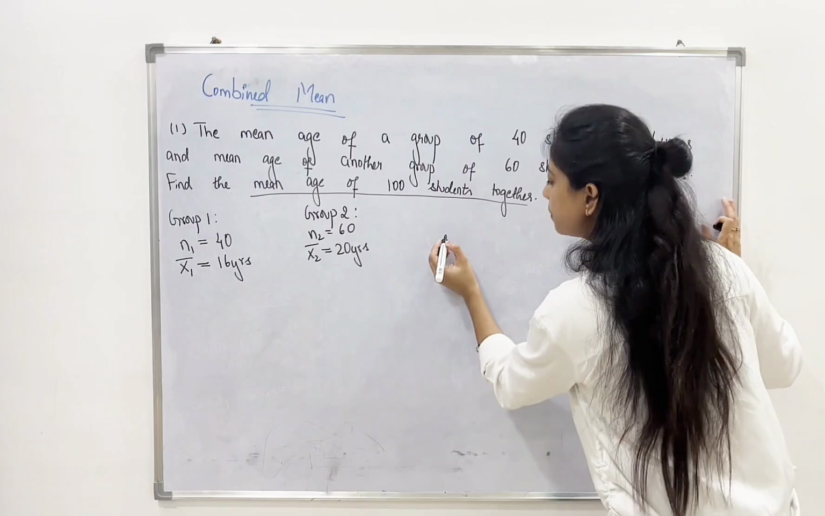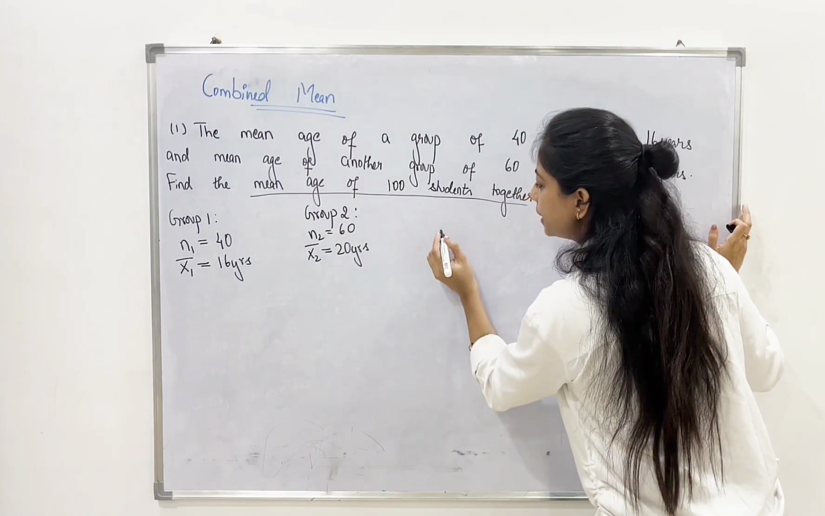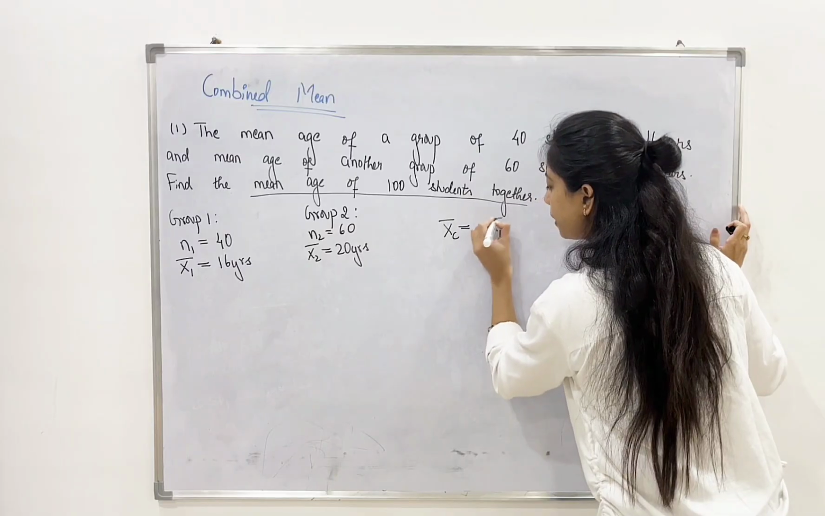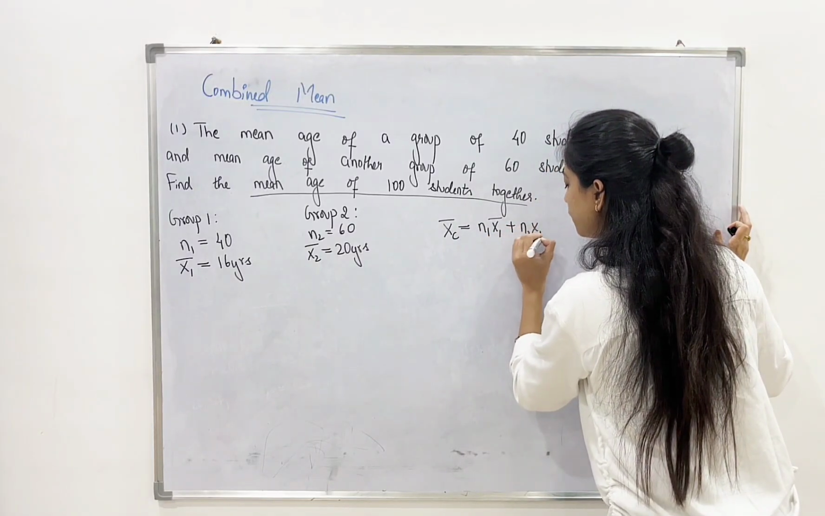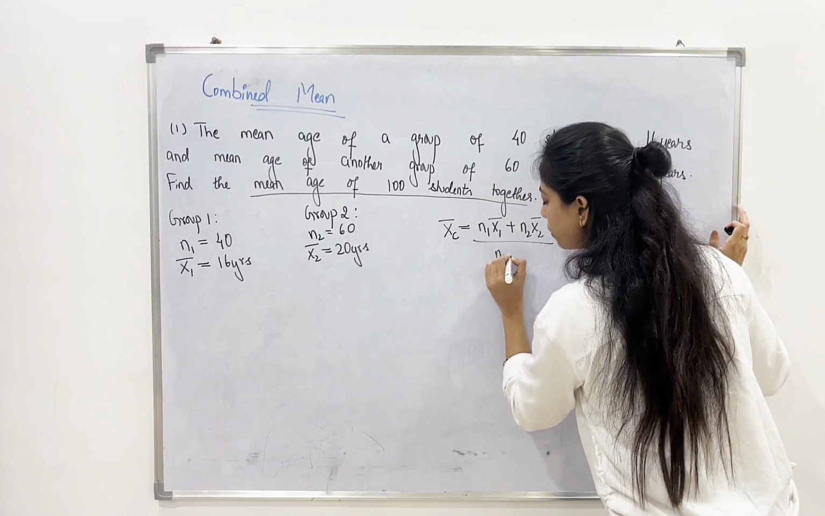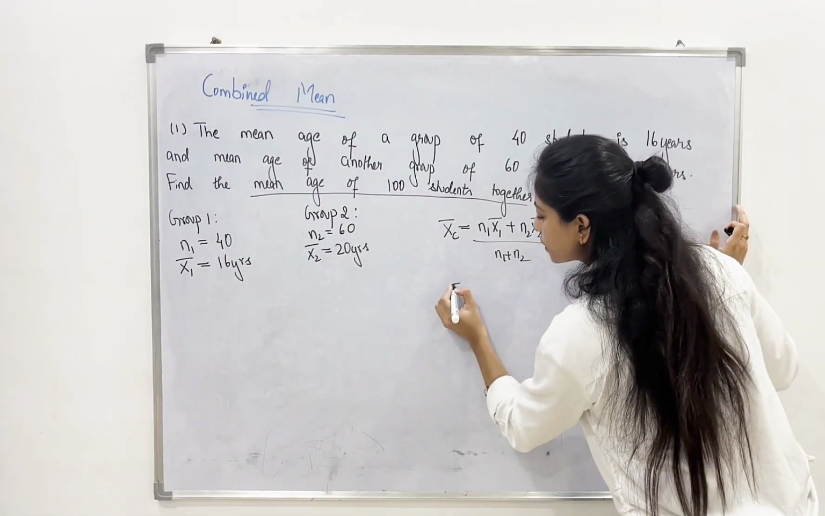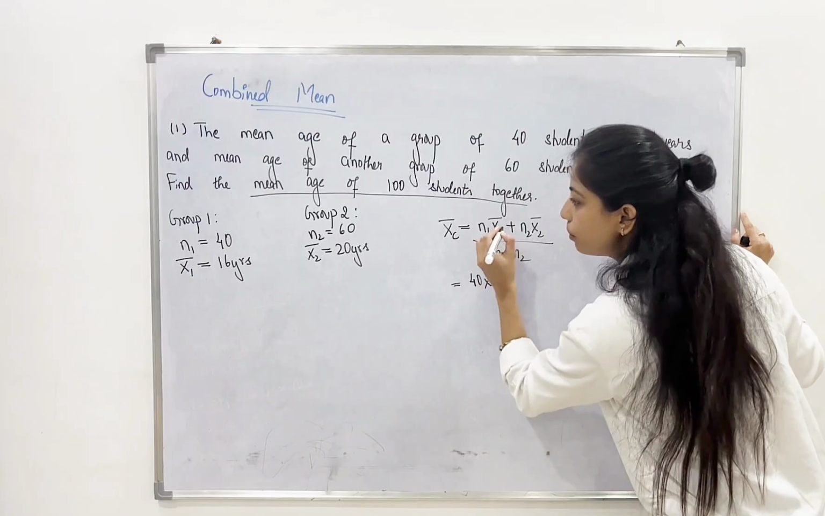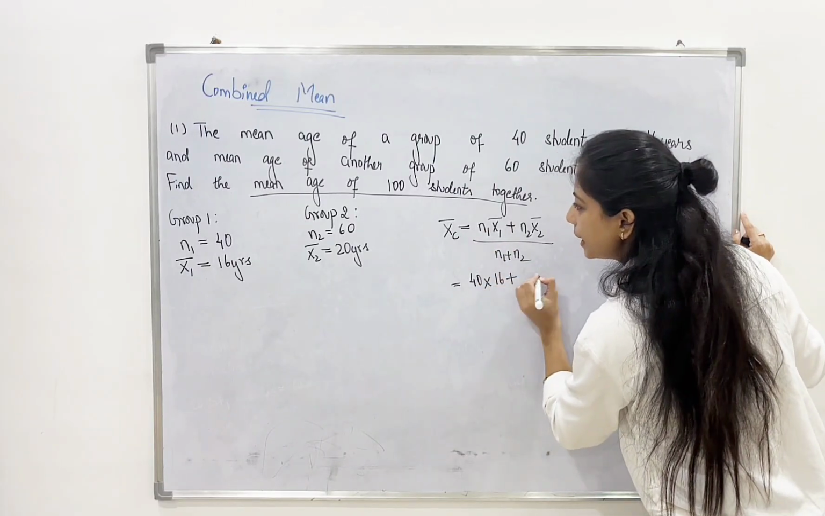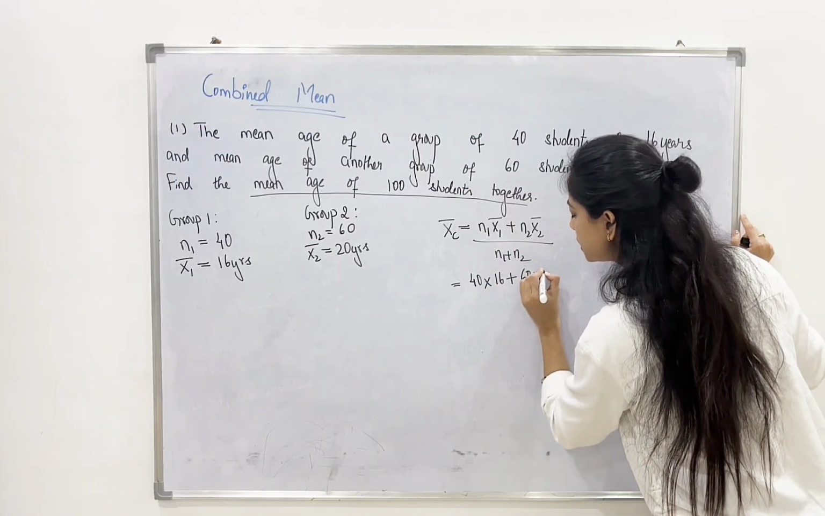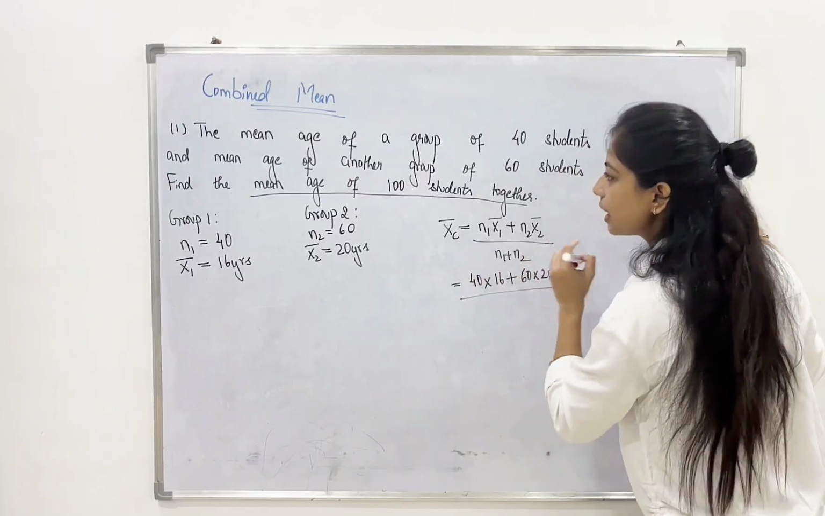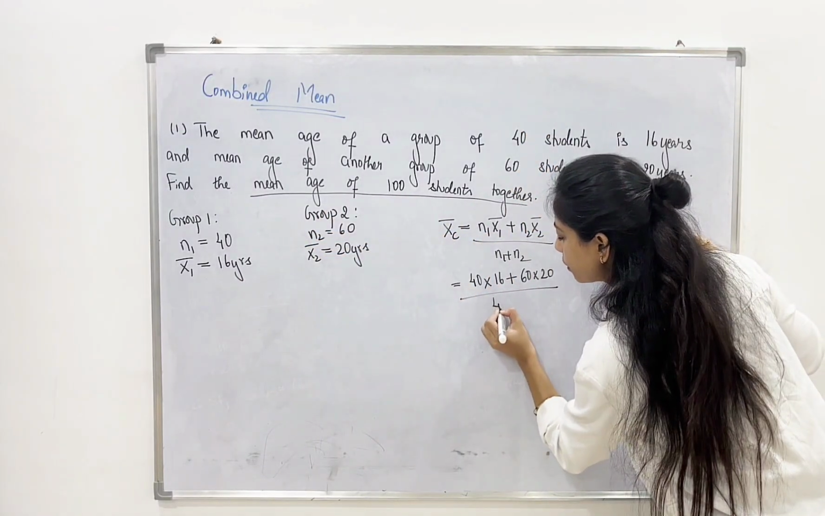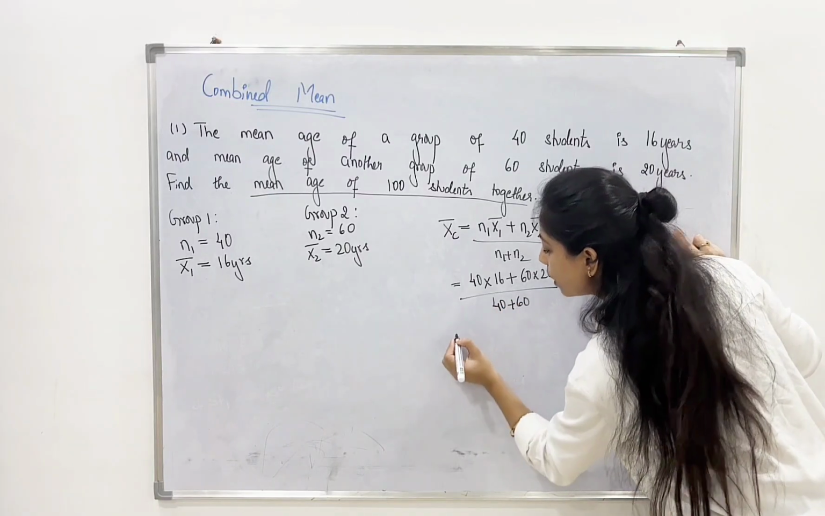So here we will be applying the formula of combined mean, which is nothing but x bar c, which is n1 x1 bar plus n2 x2 bar upon n1 plus n2. So in this case, our n1 value is 40 and mean is 16. N2 value is 60 and mean is 20. And in total, they have told for 100 students. That is again 40 plus 60, which is giving you 100.